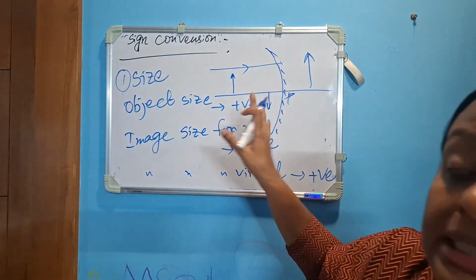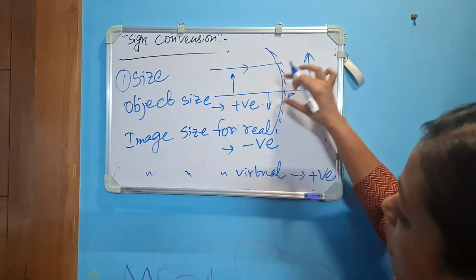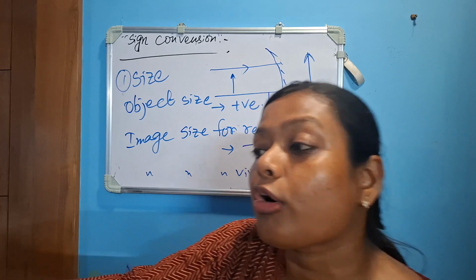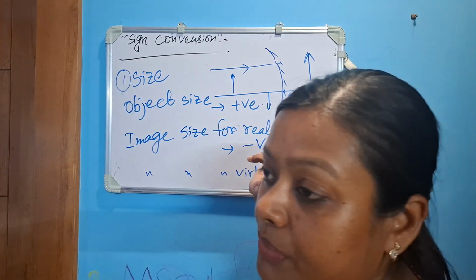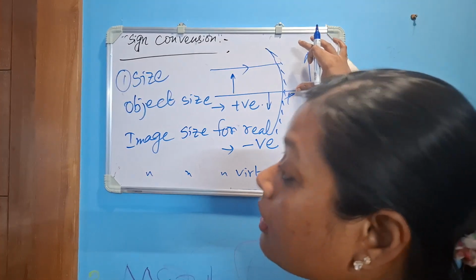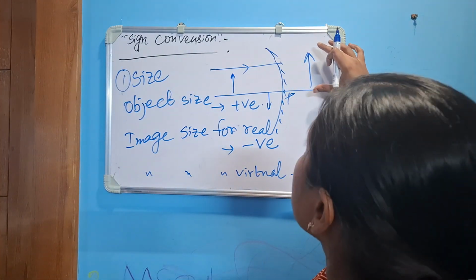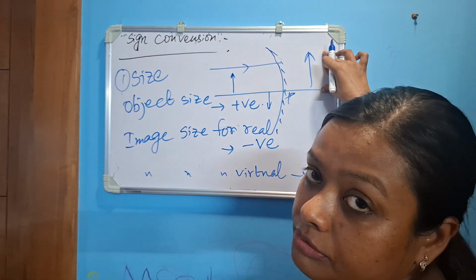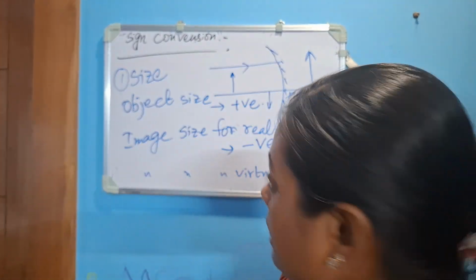Size, not the distance. Size one means how much it is. Like for the concave mirror, when the object is between pole and F, it will form a virtual image. In that case, we will of course get the virtual image, and the object size will be positive, image size will also be positive.